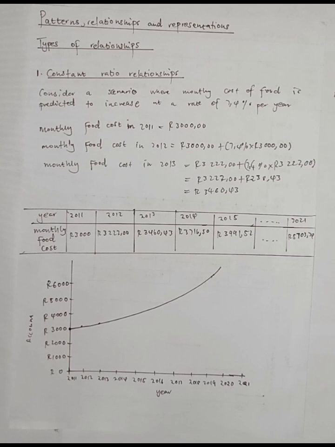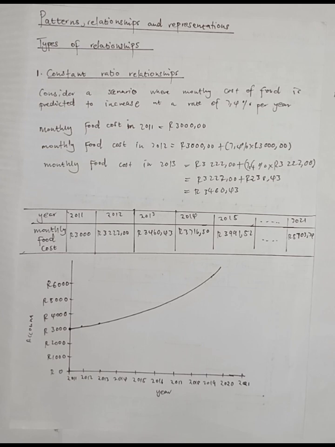So we have the following table. We have the year and we have the monthly food cost. We have the years 2011, 2012, 2013, 2014, 2015, and so on till 2021. Then we have the monthly food cost. I'd like to show you something real quick.